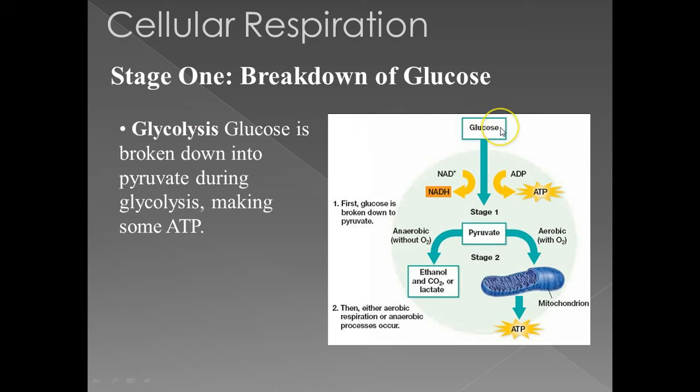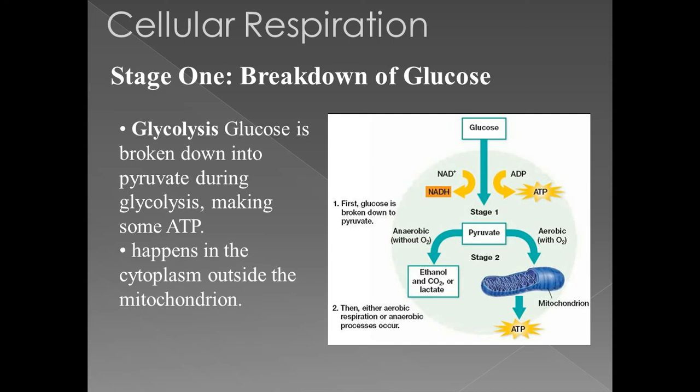So here we have a molecule of glucose. In stage 1, we use an NAD. We turn an NAD plus into an NADH and an ADP into ATP. So we get a little bit of ATP here. And we turn that glucose, which is a 6-carbon molecule, into 2 3-carbon molecules. This actually happens outside of the mitochondrion, in the cytoplasm, floating around inside the cell.